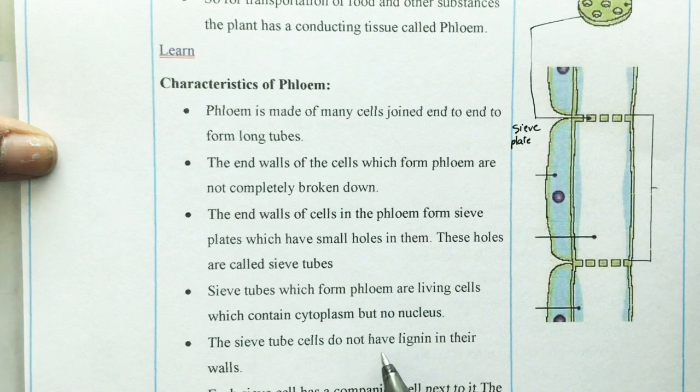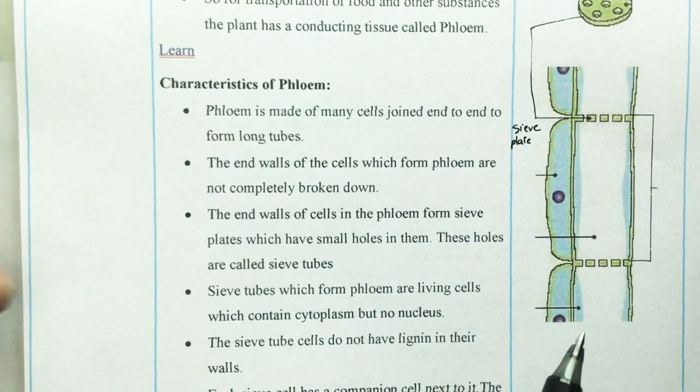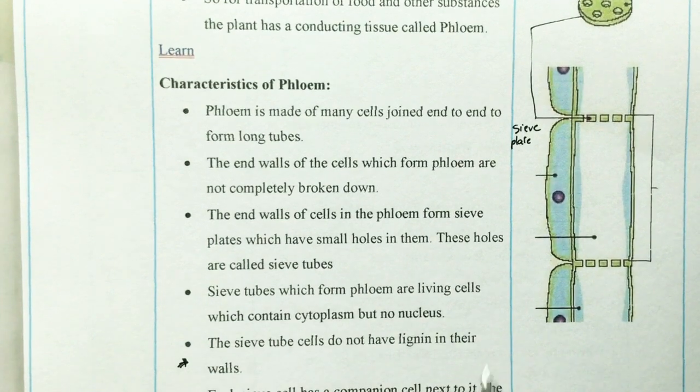The sieve tube does not have lignin in their walls. This is one key important differentiation between the phloem and the xylem tissue. So, here the sieve tubes do not have lignin in their walls.